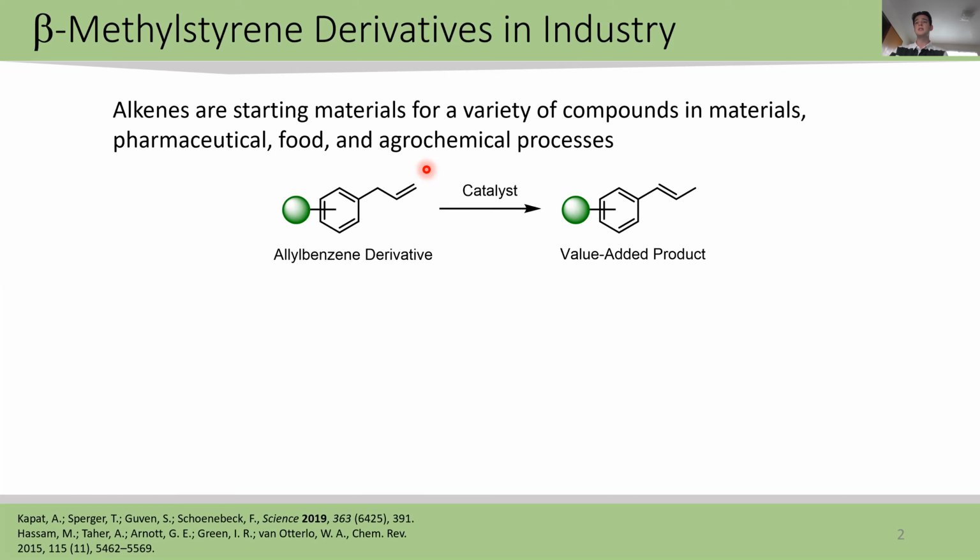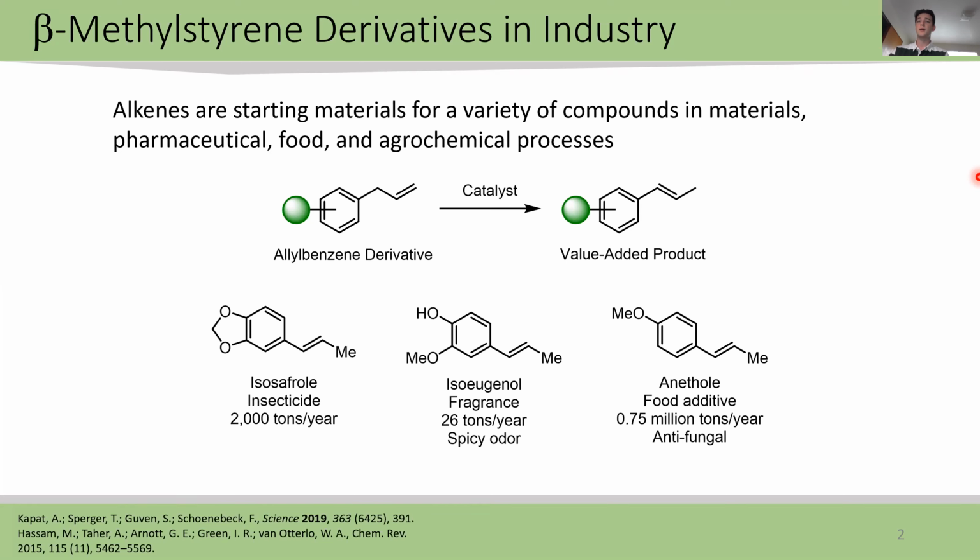So what would be great is if we could isomerize this terminal alkene to an internal alkene, as I have shown here, which often adds value to the allylbenzene derivative. Three really important allylbenzene derivatives are isosafrole, isoeugenol, and anethole, as I have shown here. These are chemicals that are made on the ton scale yearly, often up to the million-ton scale with regards to anethole.